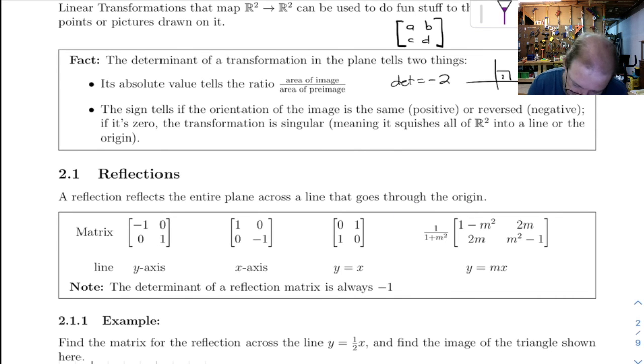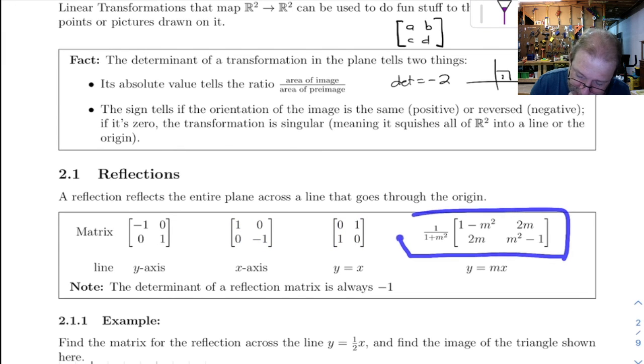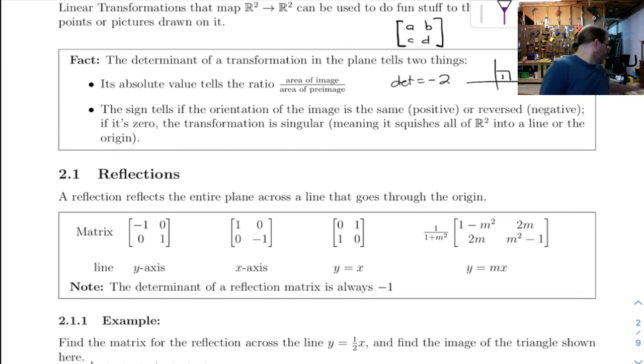And one thing about all of these is the determinant is always -1. Now, it's easy to see that on these first three. Determinant of this is -1. Determinant of this is -1. This would be 0, -1. This over here, if you were to take this and work it out algebraically, you can see that the determinant is always going to be -1.